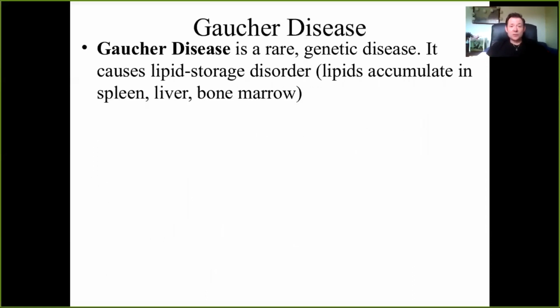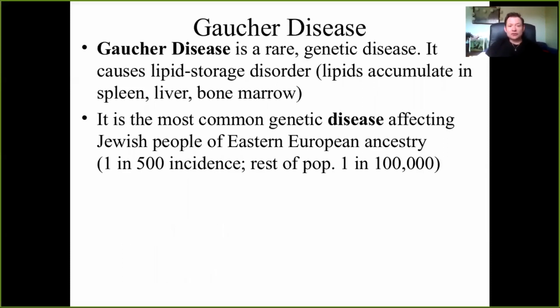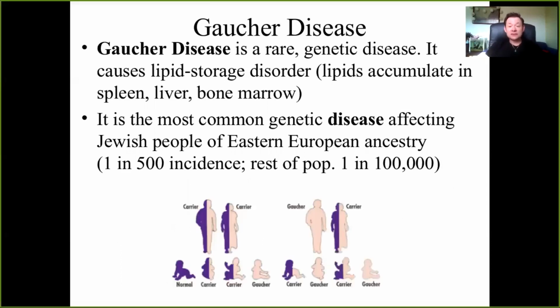Gaucher disease is another one. It's a rare genetic disease. It causes lipid storage, a fat storage disorder. These fats accumulate in the spleen, liver, and bone marrow and cause disease. It's the most common genetic disease affecting Jewish people of Eastern European ancestry. So 1 in 500 incidence. The rest of the population is about 1 in 100,000. So that's the breakdown of Gaucher.